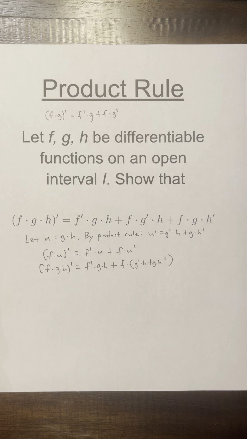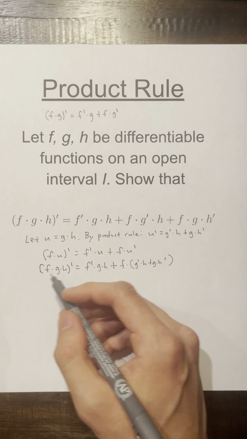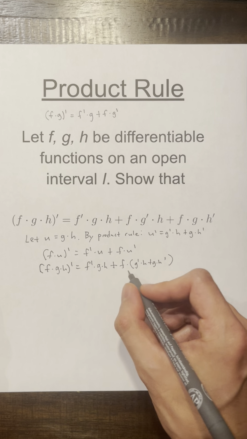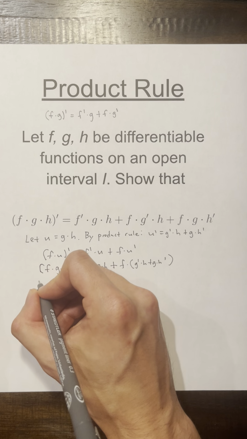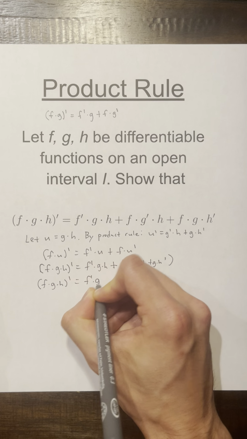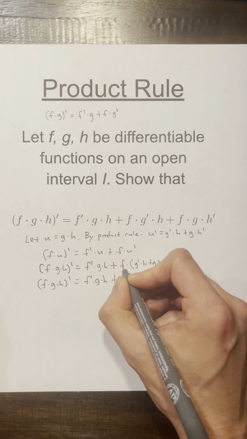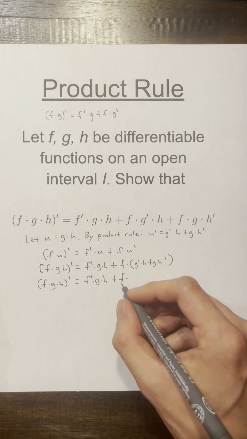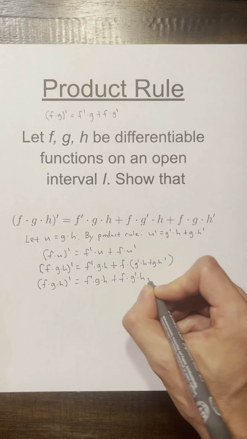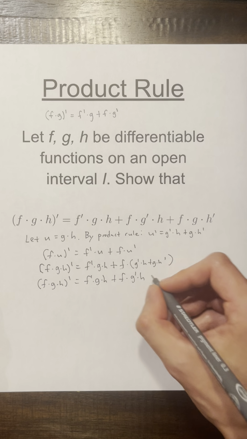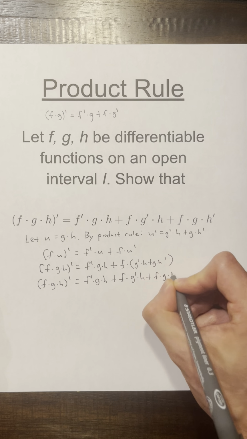And then to go from here to here, what do we need to do? Get rid of the parentheses here. Okay, so let's go ahead and do that. So this times this is how much? It's going to be f times g prime times h. And then this times this is f times g times h prime.